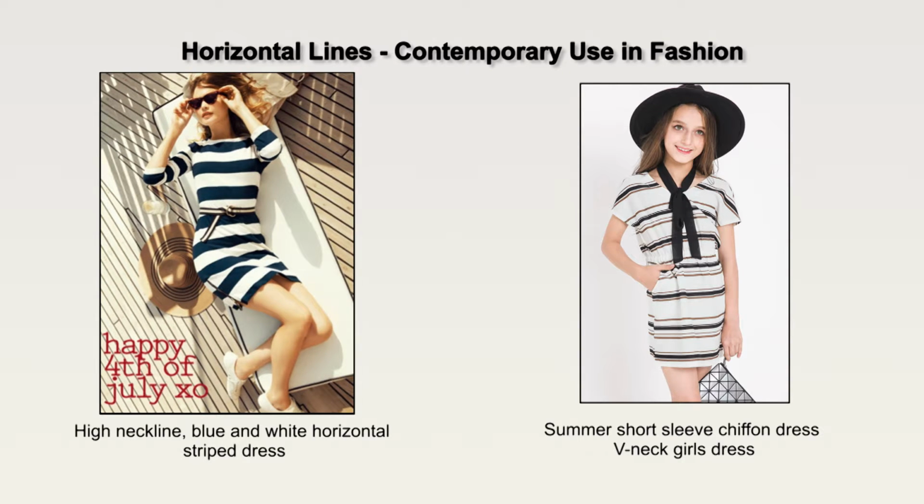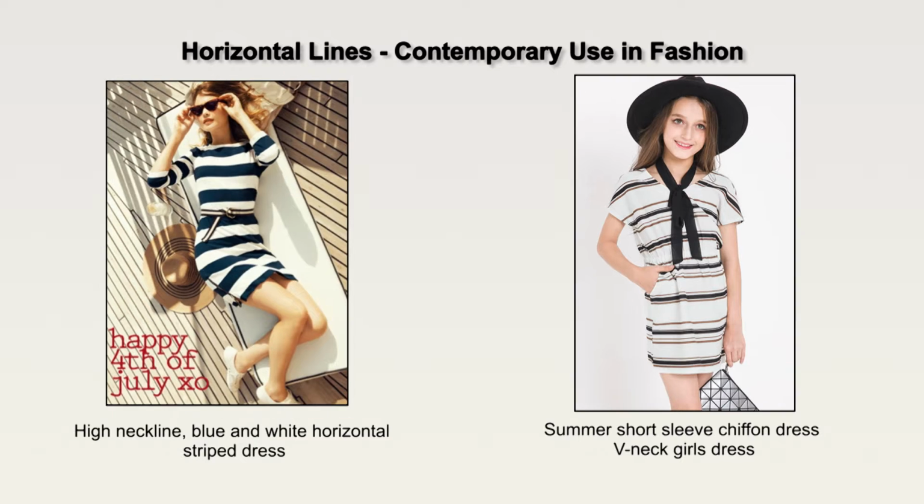A high neckline, thicker statement blue and white horizontal stripes. Please note that the straw hat has also been rimmed with blue stripes, adding value to the look. The skinny belt that cinches in the waistline is also striped. On the right is a summer short sleeve chiffon dress with an elastic waist. It is a teen dress.